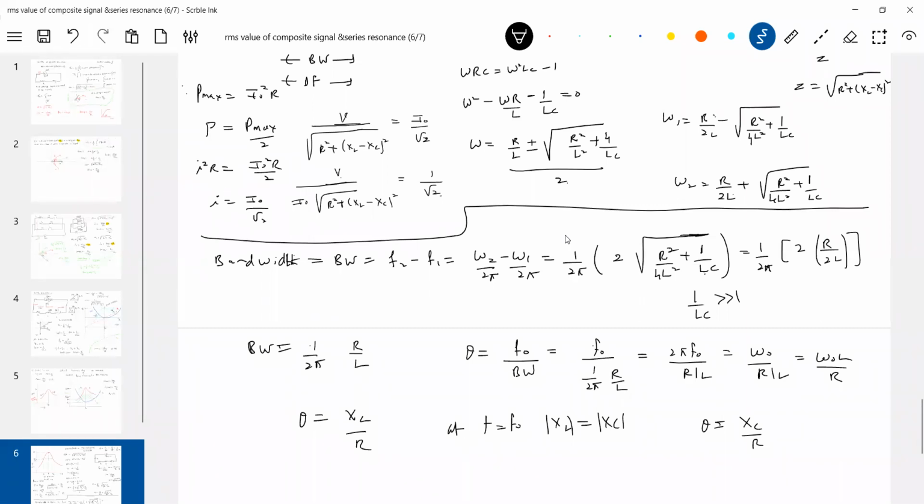The fine tuning is varying R. By varying R, what happens? By decreasing the value of R, Q will become high. Q becomes high, what happens? The unwanted signals will be eliminated. Then we'll get a program without any disturbance.